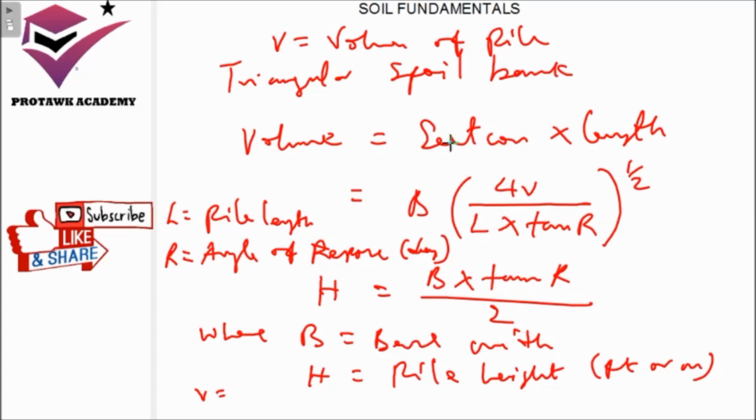But this particular volume is different from the smaller volume we have here. This is the volume of the pile, while this is the total volume of the triangular spoil bank. This one is the volume of the pile. Then here is the length of the pile. Then we have R, which is the angle of repose. H is the height of the pile.